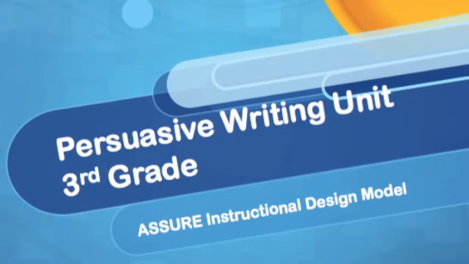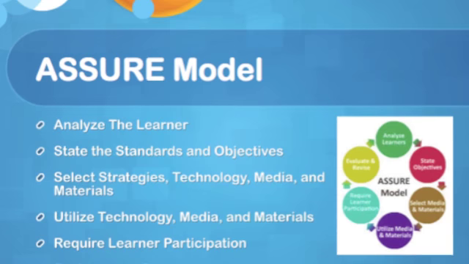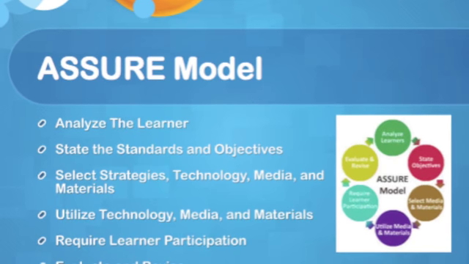My final unit plan is over my 3rd grade persuasive writing unit. This plan consists of 8 weeks of 20-minute daily lessons. For my unit design, I chose the ASSURE instructional design model. The ASSURE model follows 6 steps.